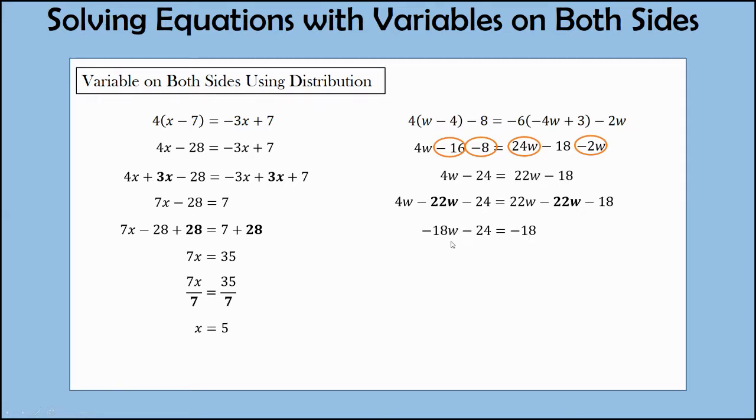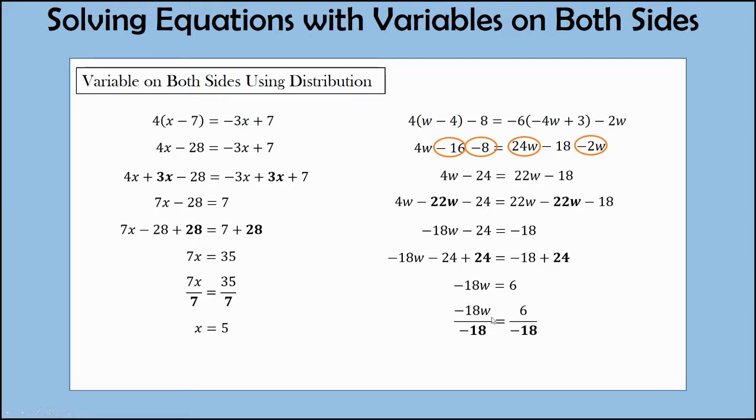Okay, now I'm here. I want to isolate my negative 18w, which means I got to make negative 24 become 0. To do that, I add 24 to both sides. That's a 0. Negative 18 plus 24 is 6. So I got negative 18w equals 6. The coefficient of w is negative 18. We got to make it a 1. So we're going to divide each side by negative 18.